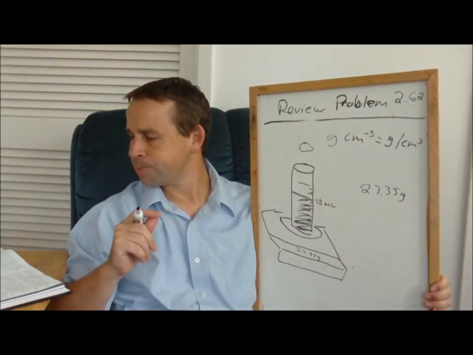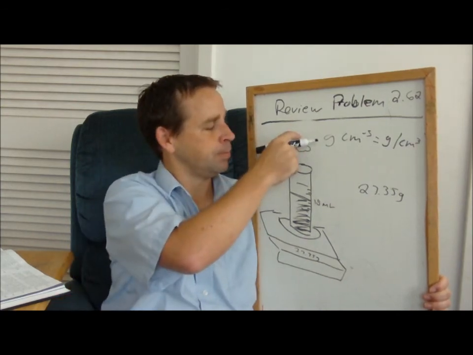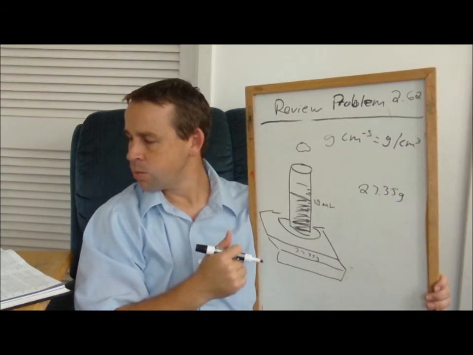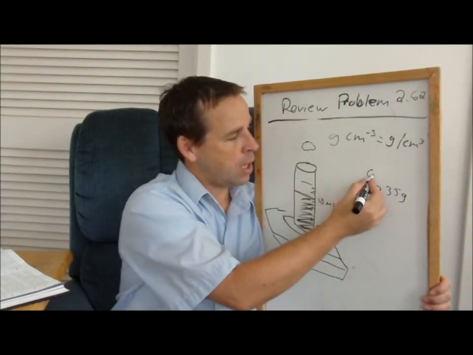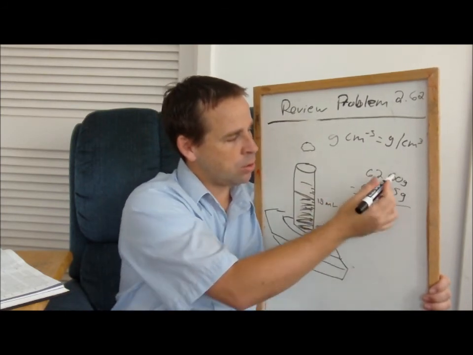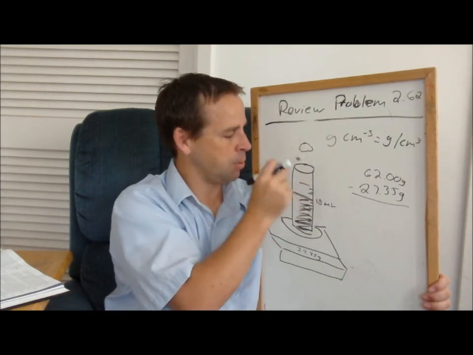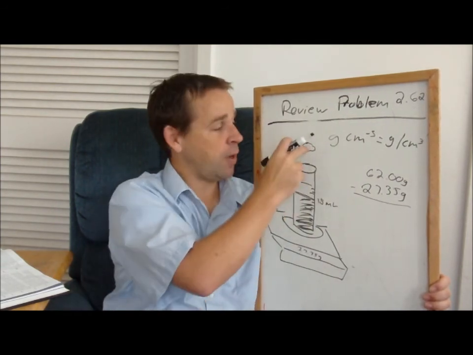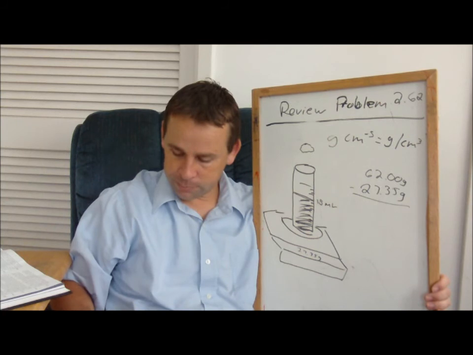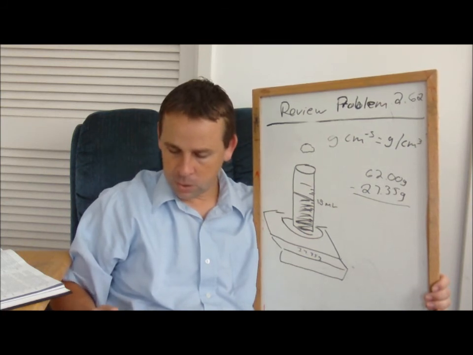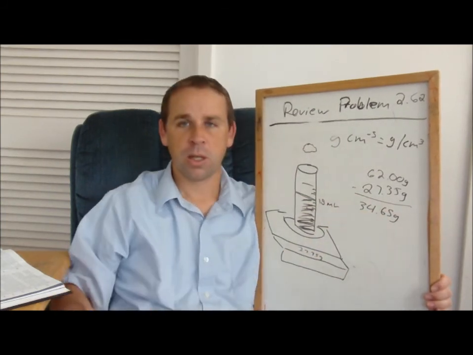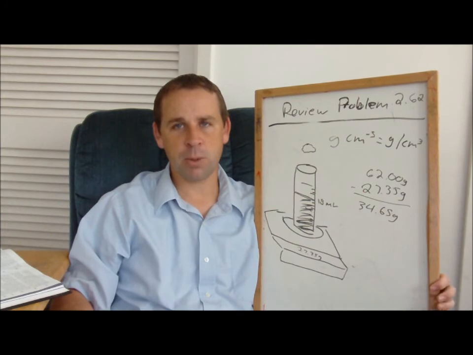Then we added the piece of silver to the water and the cylinder, and the new mass was 62 grams. So we had a mass of 62.00 grams. Alright? So we took the silver, put it in, and the new mass was 62 grams. So we can find the mass of the silver, which would be just the 62 minus 27.35. So that's 34.65 grams. Alright? So that's the mass of the piece of silver that we put in.